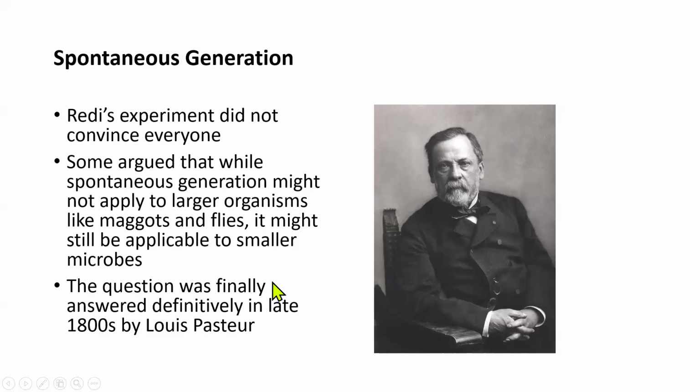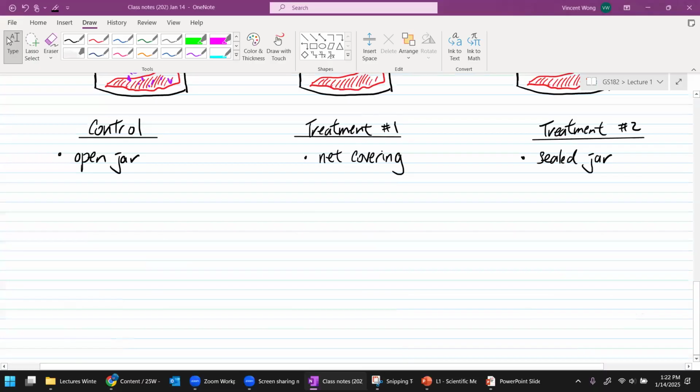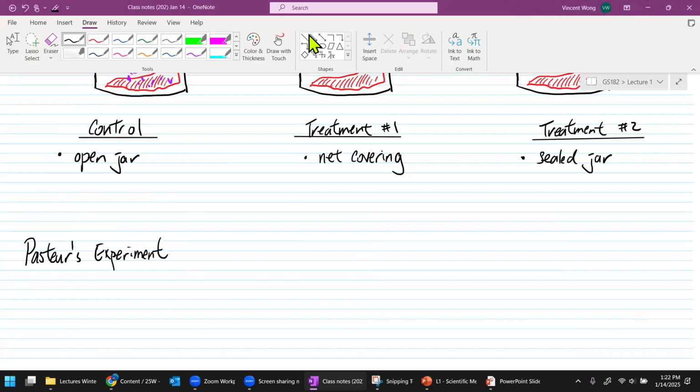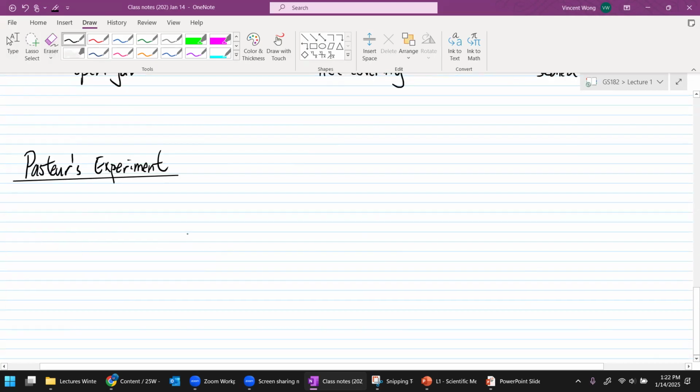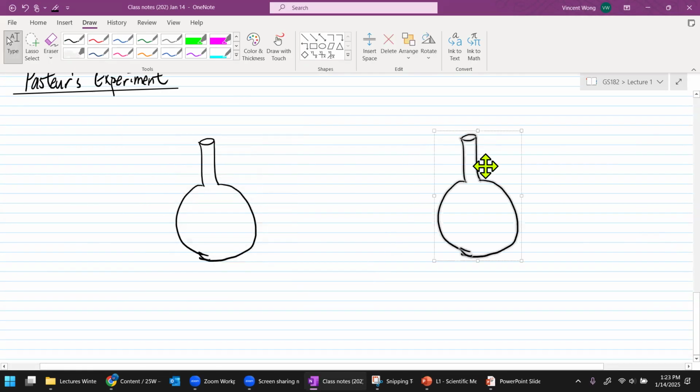And so let's take a look at Louis Pasteur's experiment. So here we go. Pasteur's experiment. Okay. Lots of drawing in this class. You'll be an excellent artist by the end. So there is a flask. This is the flask he used. And he had two of these things called volumetric flasks.